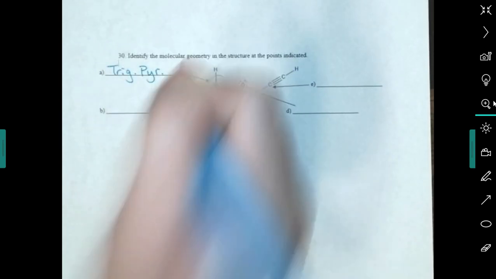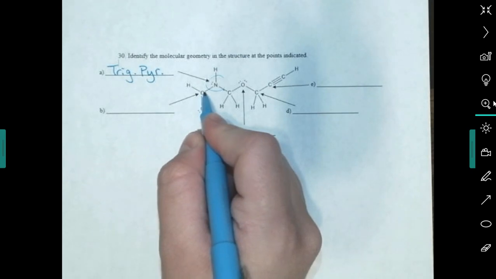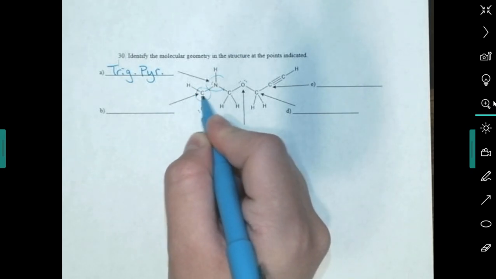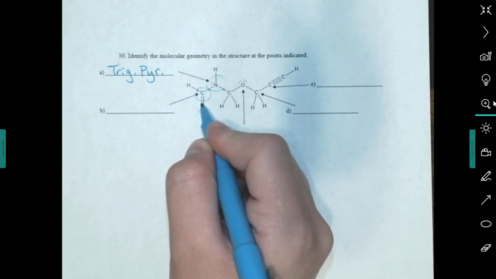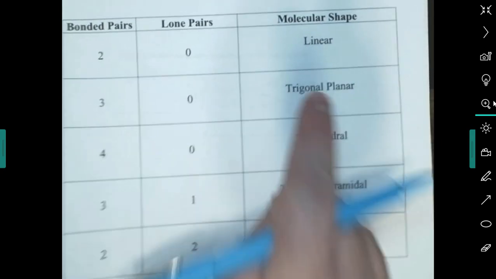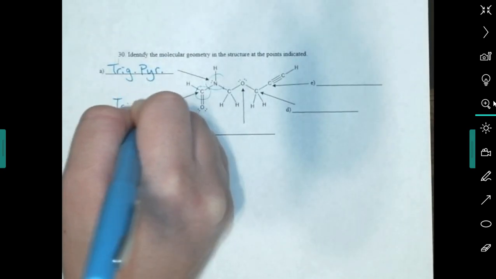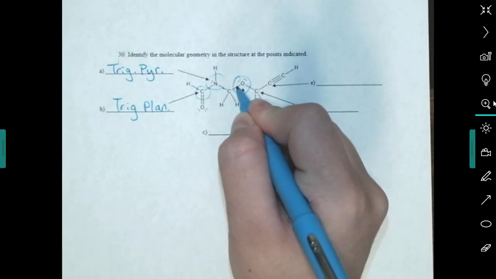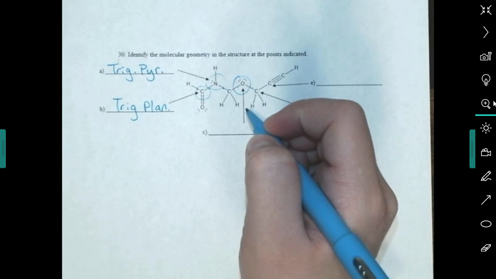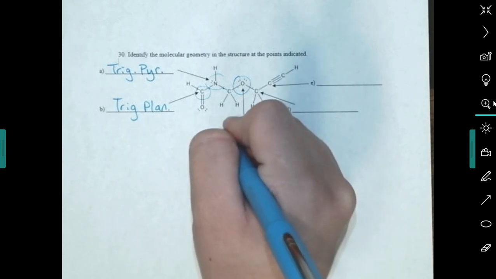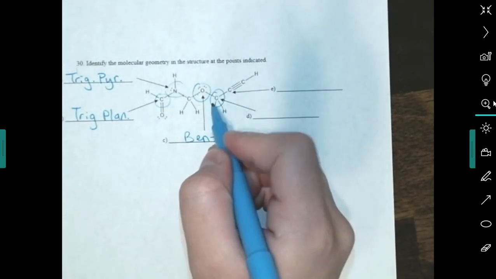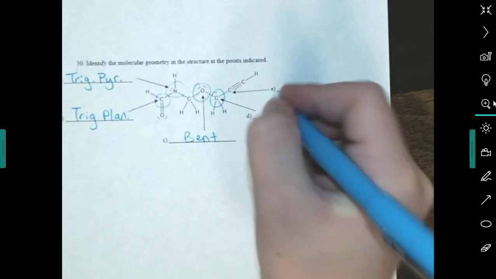I'm going to abbreviate. Okay, this one I'm going to look at carbon. This is my central. It has 1, 2, 3, because remember double bond just counts as 1. So it's 3 bonds, no lone pairs. 3 bonds, 0 lone pairs, trigonal planar. So let's say that's trigonal planar. Okay, this one, as my central atom, it has 2 bonds, 2 lone pairs. If I have 2 bonds and 2 lone pairs, that's bent. And this one has 1, 2, 3, 4 bonds and no lone pairs. That's tetrahedral.